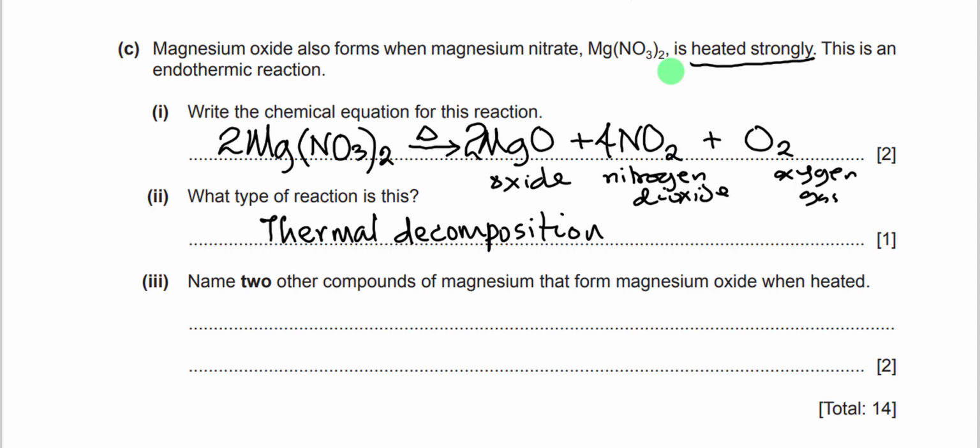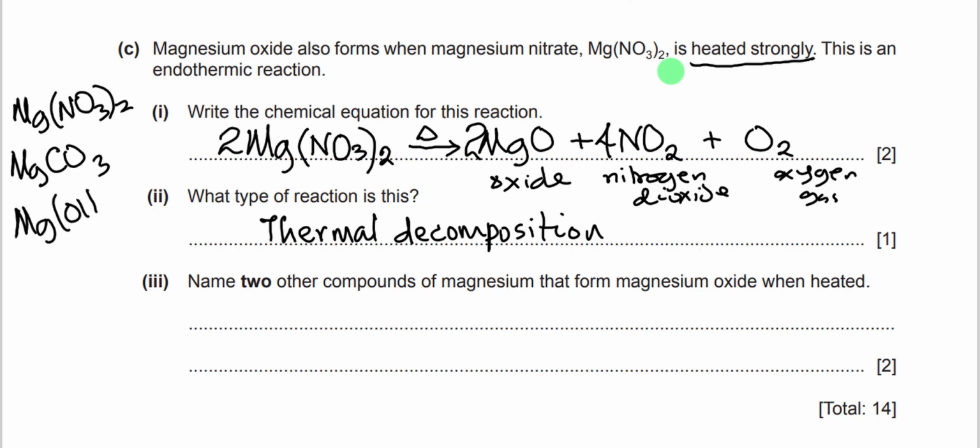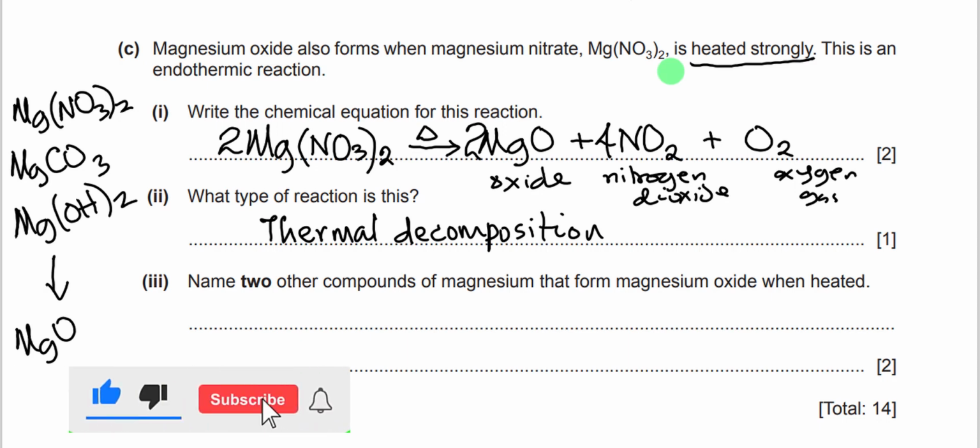Right. Name 2 other compounds of magnesium that form magnesium oxide when heated. Based on your IGCSE syllabus, the compounds of magnesium that undergo decomposition are magnesium nitrate, magnesium carbonate, and magnesium hydroxide. All of them will undergo decomposition to give us magnesium oxide.